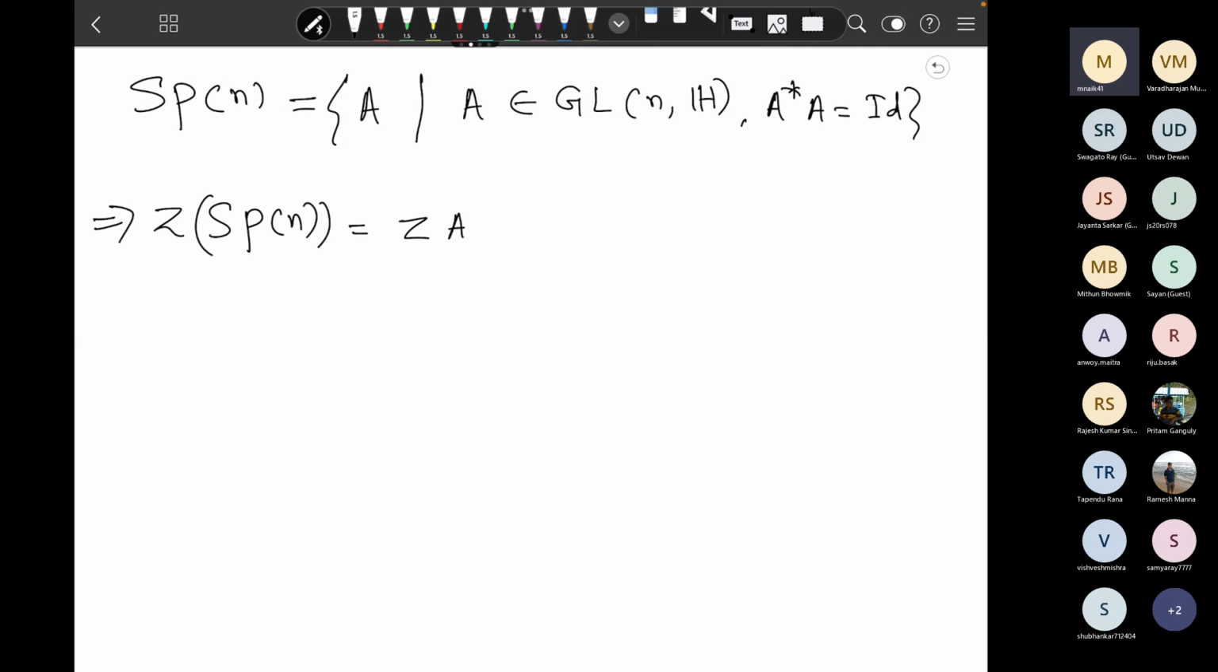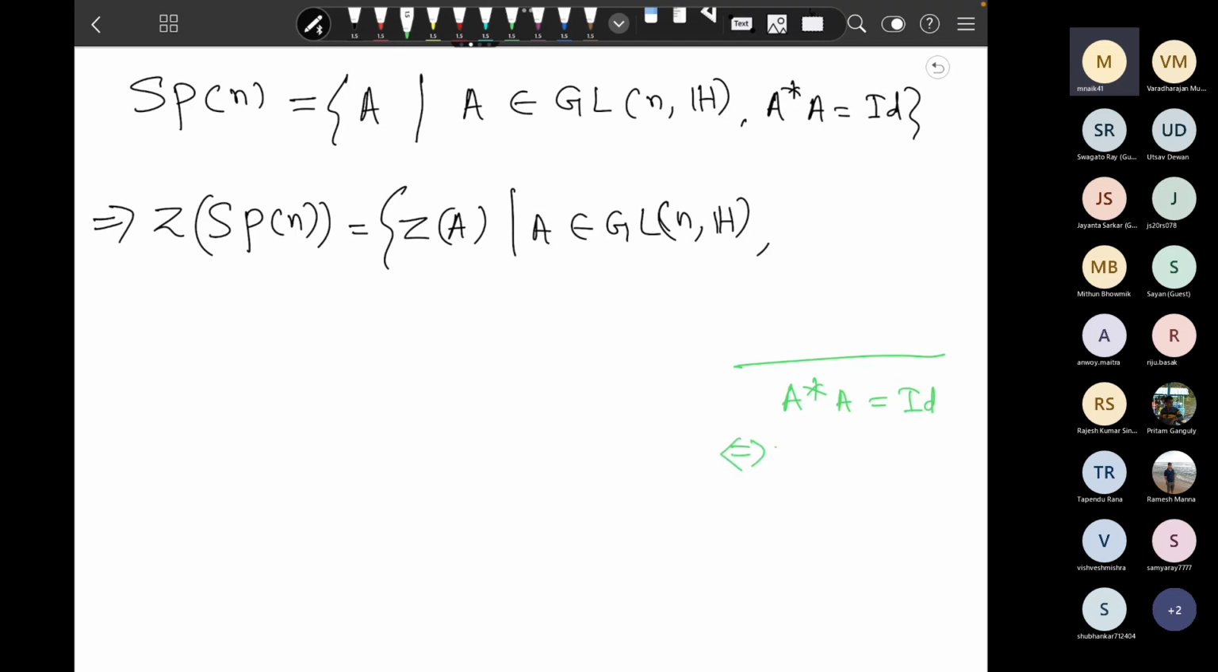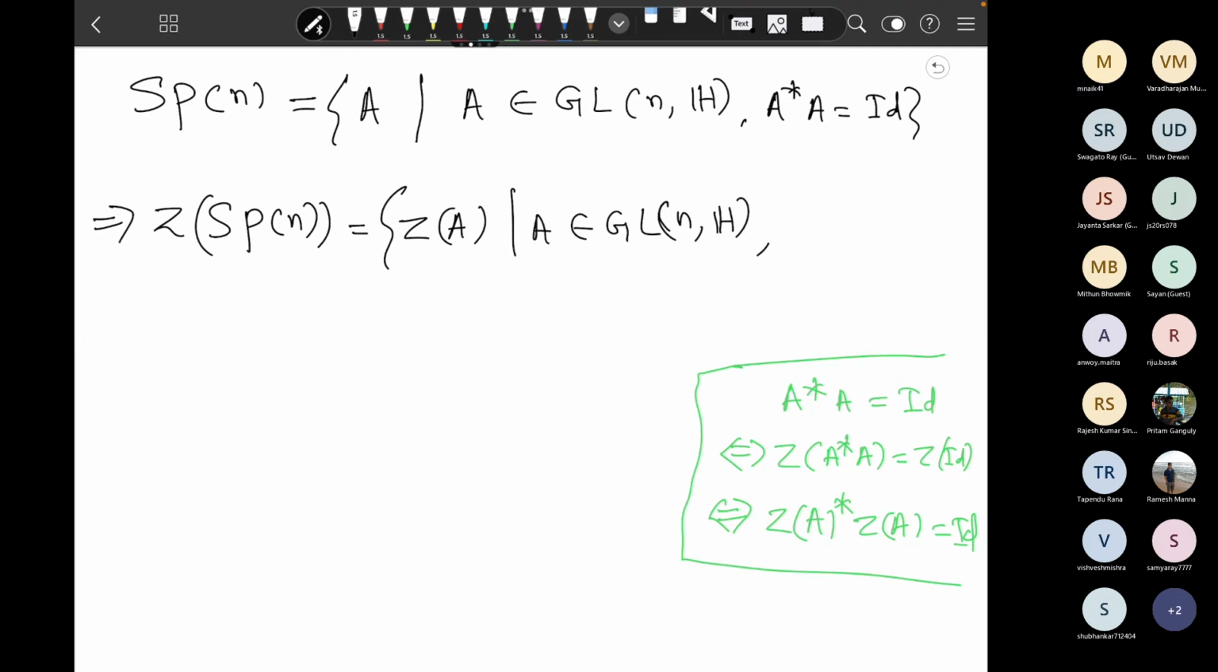This is equal to Z(A), so that A belongs to GL(n,H) and this condition A star A is equal to identity. This will imply that Z of A star A is equal to Z of identity, and I apply the properties of this map Z, so I will get Z(A) star Z(A) is equal to identity. So I write that here: Z(A) star Z(A) is equal to identity.